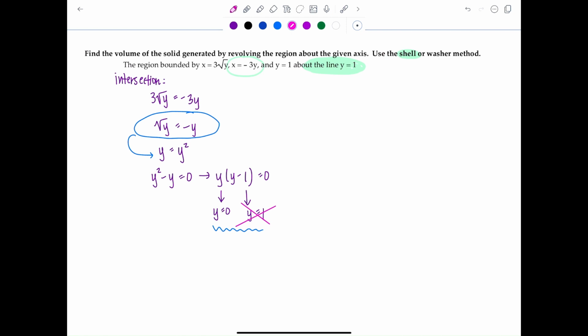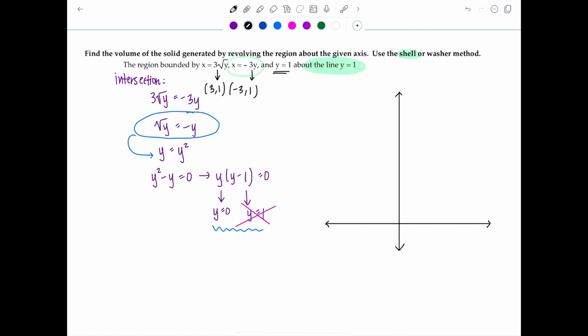And we're spinning around y equals 1. I'm just going to draw quadrants 1 and 2. Since y equals 1 does bound the region, let's figure out when y is 1, x would be negative 3, so negative 3, 1, and then this would be positive 3, 1. So I'm just going to go out to 3 and negative 3 in the x direction. And then here's y equals 1. This line bounds the region.